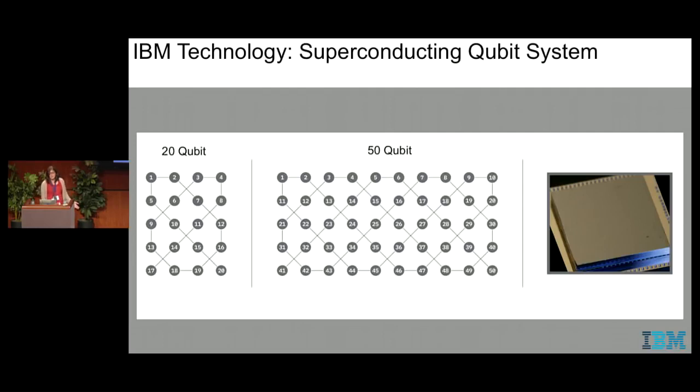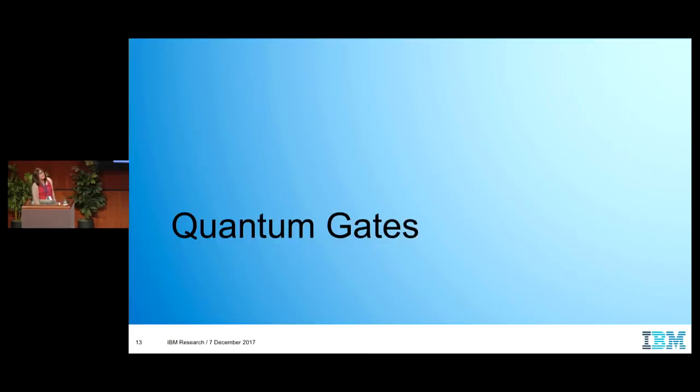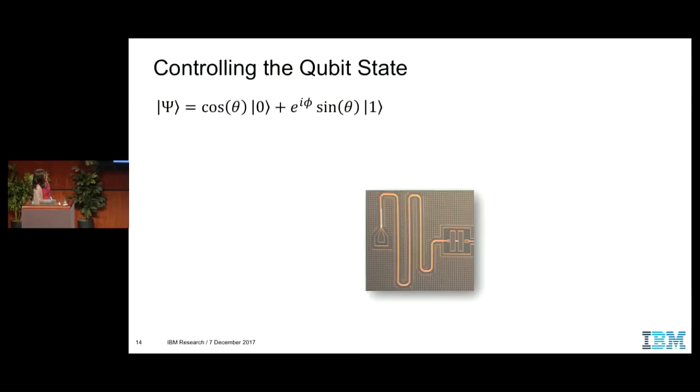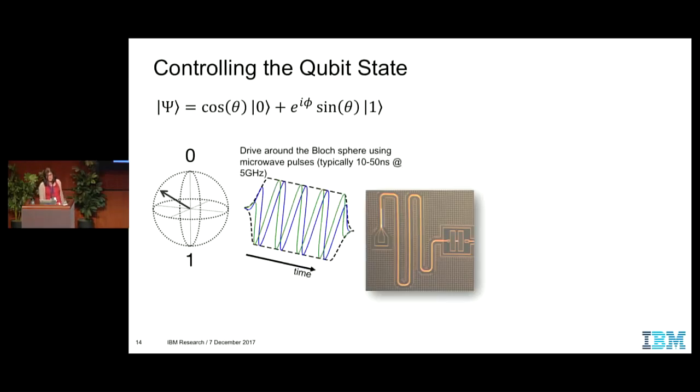What are the other things that we're working on? Quantum gates. This, again, is going to go back to basics. How do we control the qubit state? For a single qubit, you want to bring the qubit onto this Bloch sphere, and we do it by putting a microwave tone through this readout resonator. Our typical qubit frequencies are around 5 gigahertz.